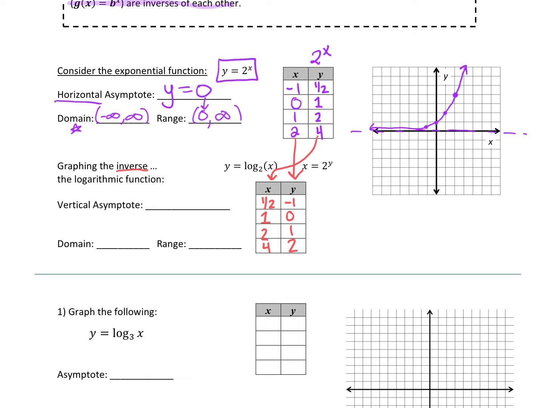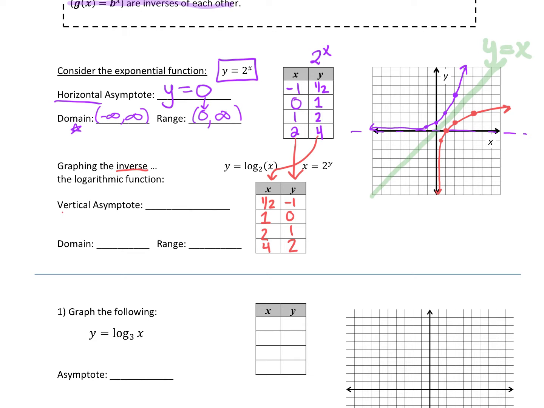Now I'm going to graph these. So 1/2, negative 1; 1, 0; 2, 1; 4, 2. And if you notice, there's symmetry about this line right here, which is the line y equals x.